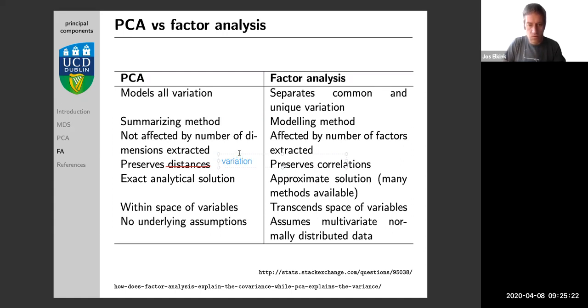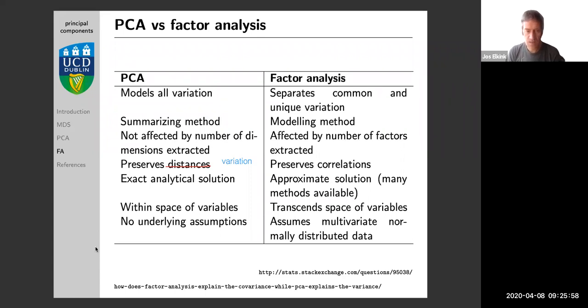Yeah, so it preserves the variation, whereas factor analysis tries to preserve correlations in the data. It tries to find a common variation, which has to do with covariation. PCA has an exact analytical solution, so it's clearly defined what the principal component is, and you can calculate it exactly. Factor analysis is an approximation. It uses some kind of search algorithm to try to find an optimal solution for these factors. And so different methods are available, and they will lead to slightly different results.